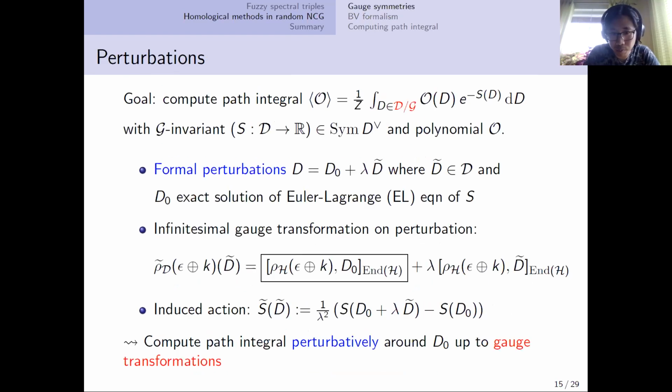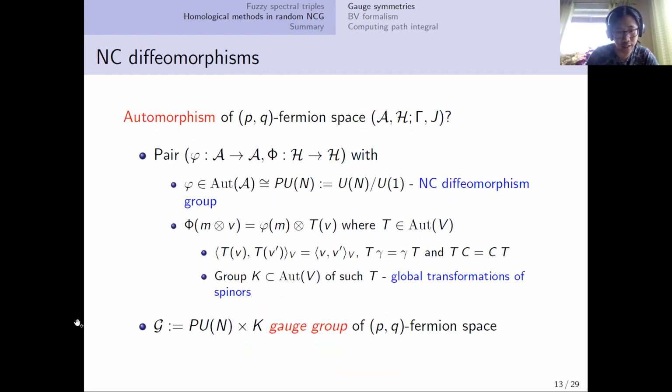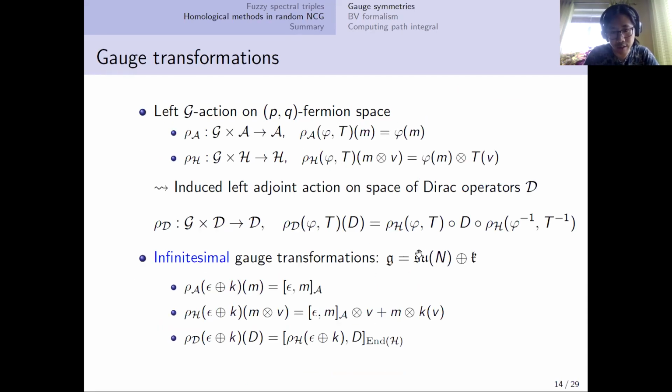So the gauge group, I guess, depends on this gauge group. In our examples, we will ignore this K. We'll only have this PUN, so then we only have this Lie algebra SUN. Like I said, the BV formalism can only take care of infinitesimal things. So what we're looking at is we mod out these infinitesimal gauge transformations. So the dimension of SUN, these are traceless anti-Hermitian matrices, is N squared minus one, maybe? Something like that.